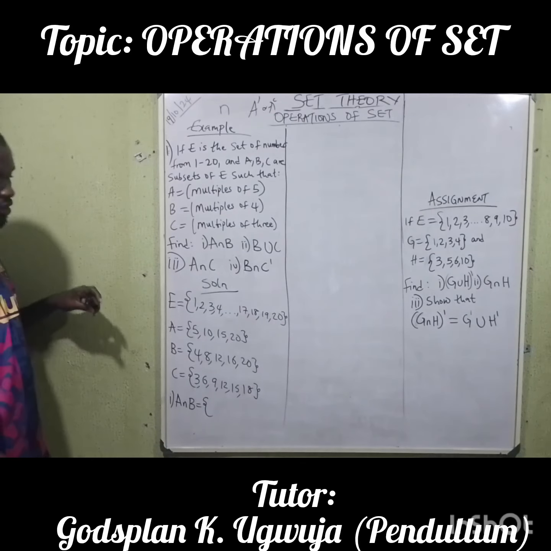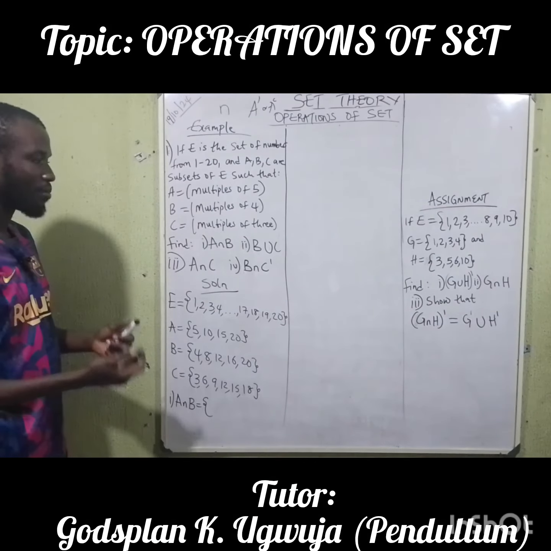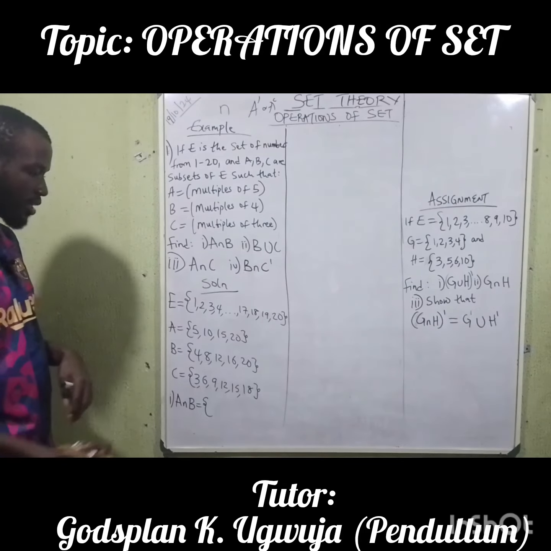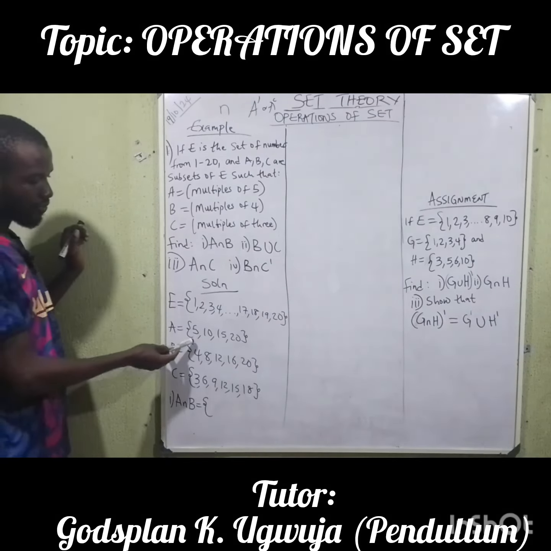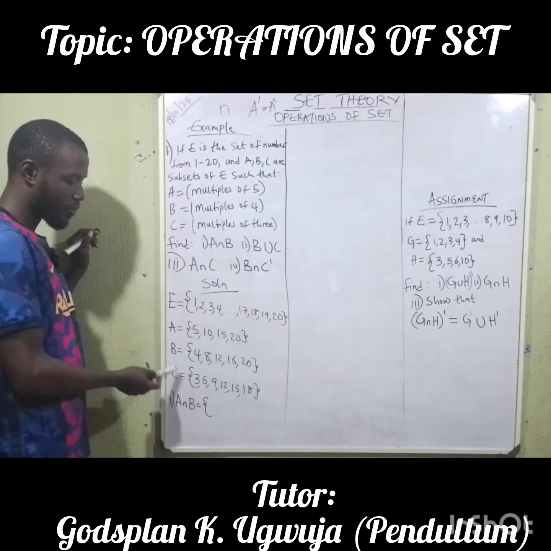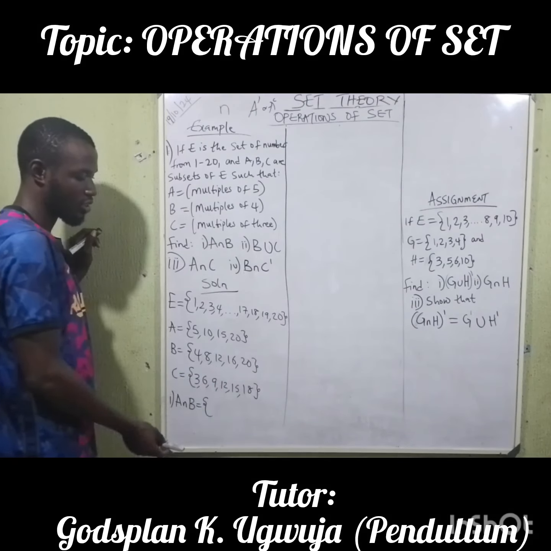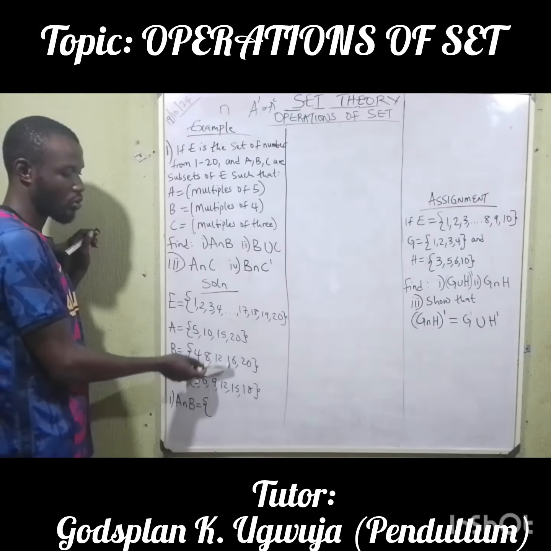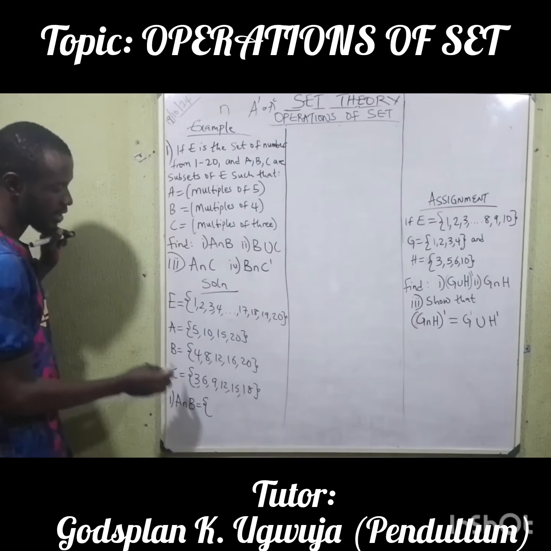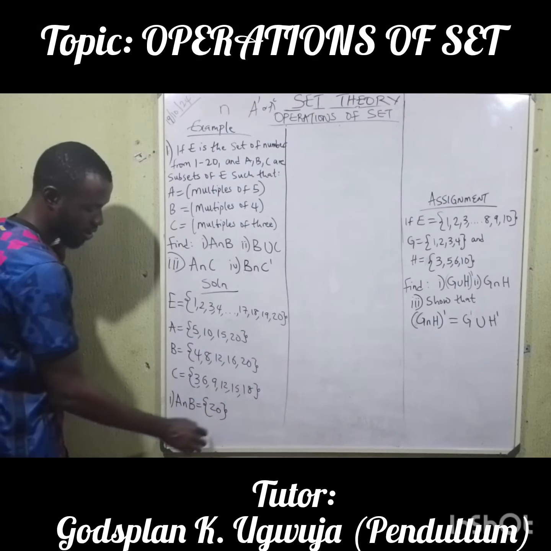Now, like I already told you, intersection means what is common to A and B. What is in A that is also in B. If you look at A, we have 5, 10, 15, 20. If you look at B, we have 4, 8, 12, 16, 20. So the only thing common to these two, A and B, is 20. So this set, A intersection B, has only one element.